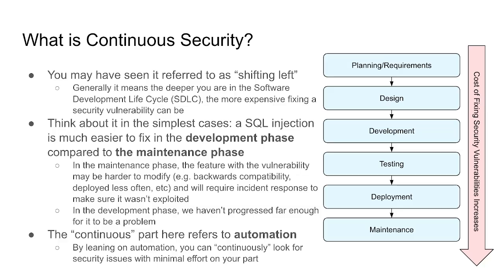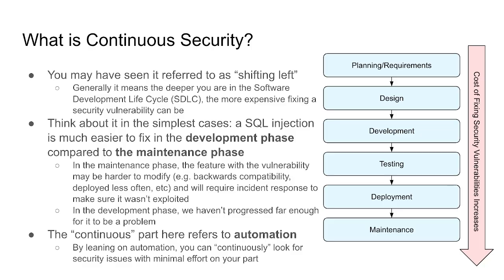So continuous security, there are a lot of different ways of calling it. You might have heard it referred to as shifting left. It's kind of the buzzword approach, but the general idea is that you've got the software development lifecycle. You start with the constraints of the project. You turn those constraints into design documents and architecture documents. You start writing code, and then you eventually deploy it. You deploy it, then you start maintaining it.